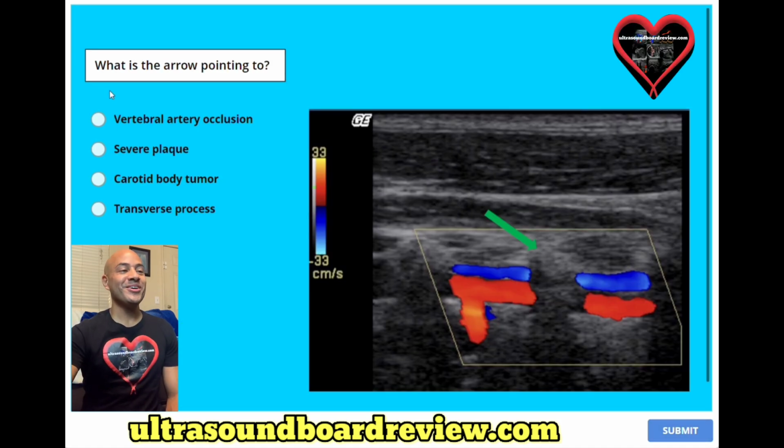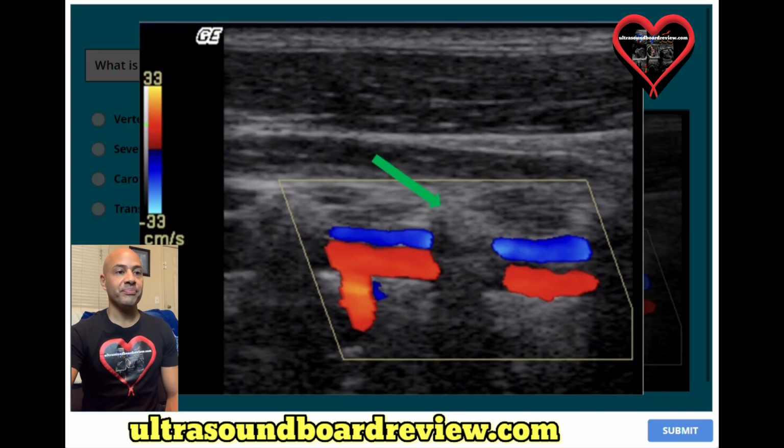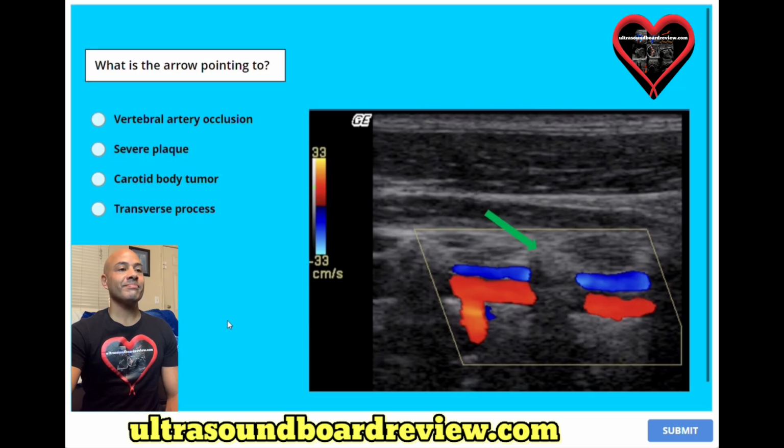Question 101. What is the arrow pointing to? A, vertebral artery occlusion. B, severe plaque. C, carotid body tumor. Or D, transverse process. The answer is D, transverse process.